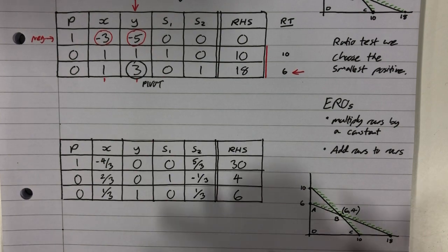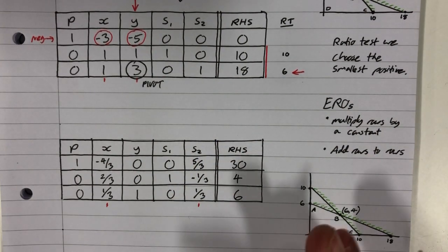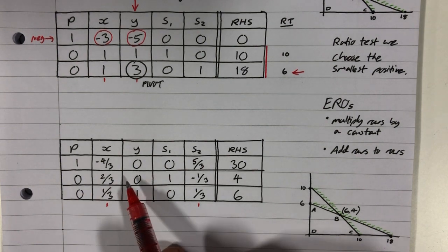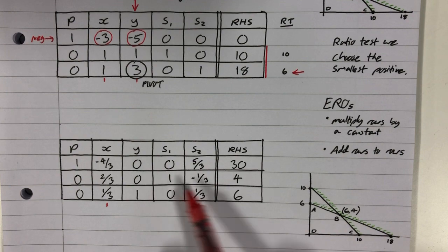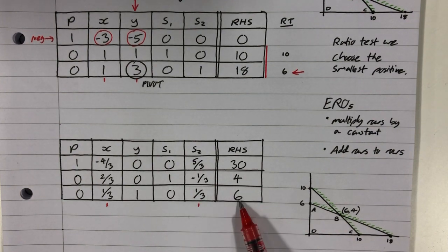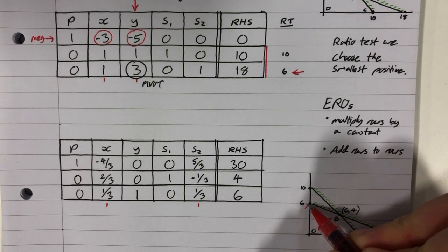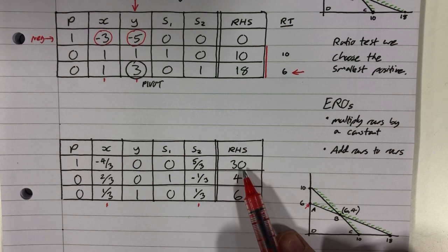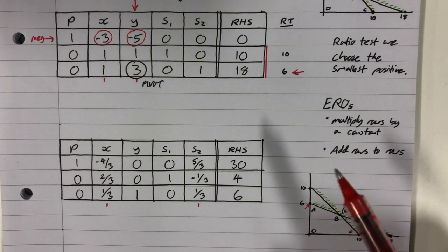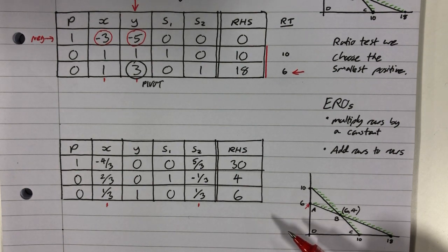And what hopefully you can establish is that this one and this one are now my basic variables. So those are set to 0. And P, Y, and S1 are non-zero. P is now 30, S1 is 4, and Y is 6. If Y is 6 and X is 0, then we're at this point here. And the P value at this point is 30. Okay, you can check that with the original linear program.